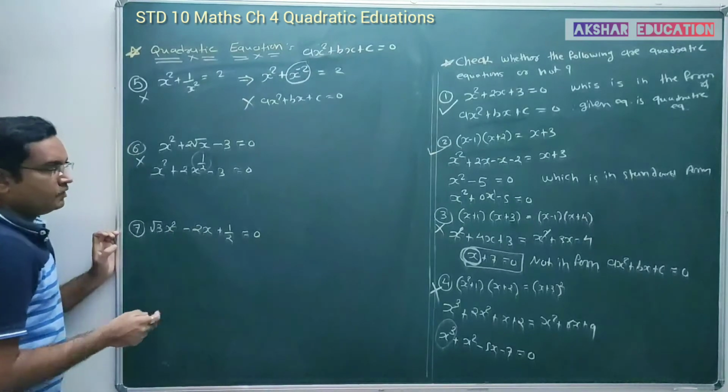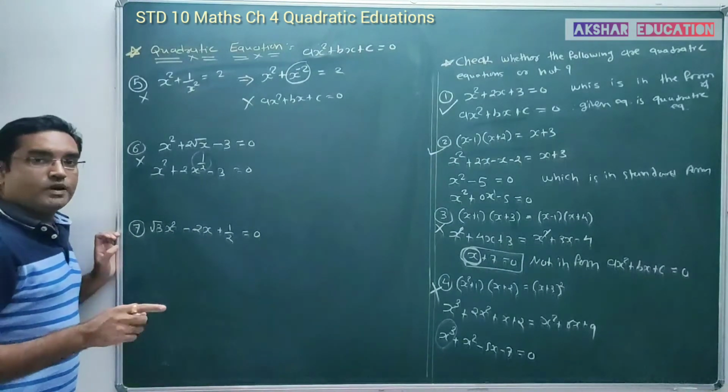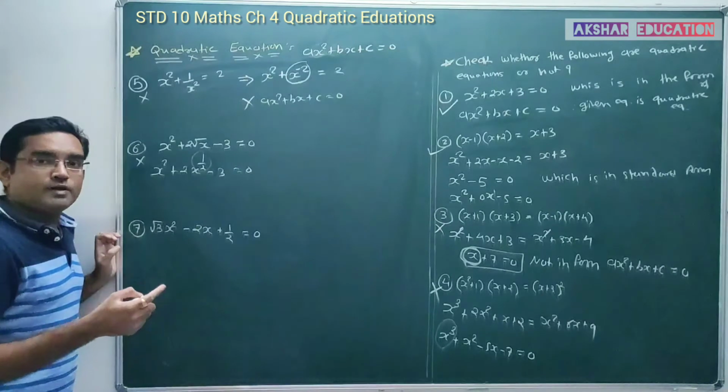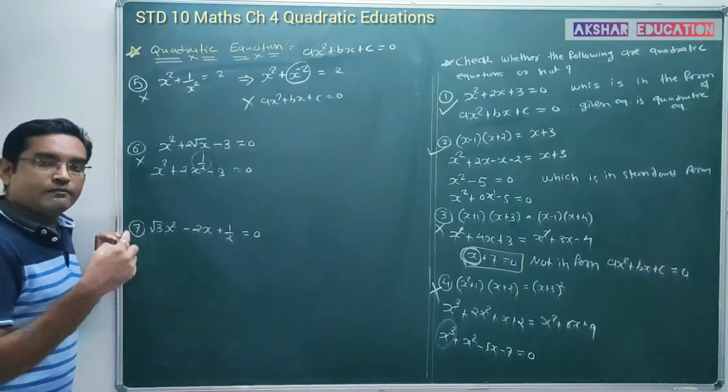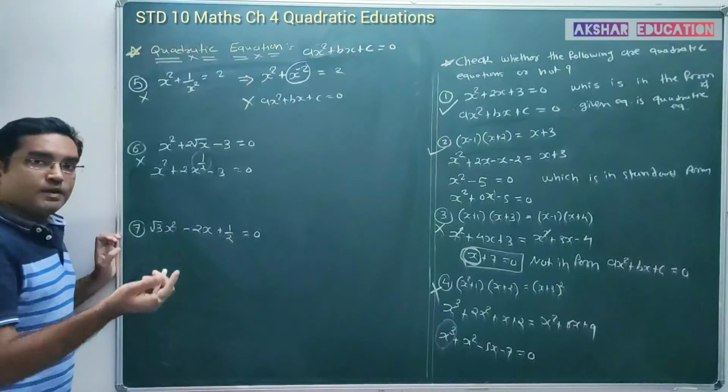Here you have to just check the power of variable x. It must be a non-zero integer. It must be a whole number. But coefficients can be negative, they can be fractions, they may be irrational numbers.